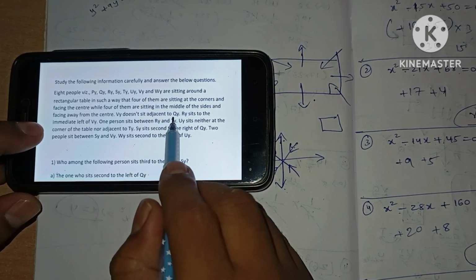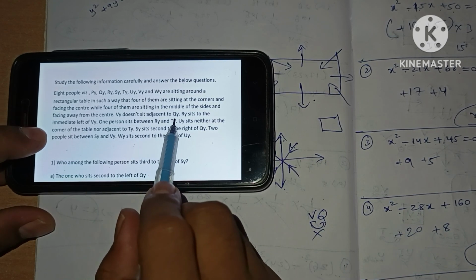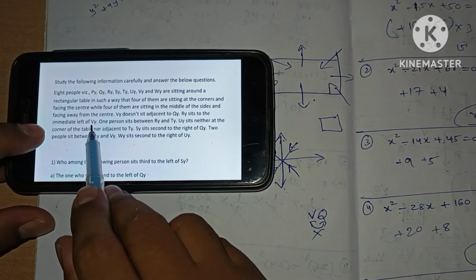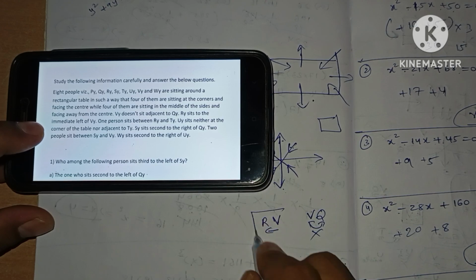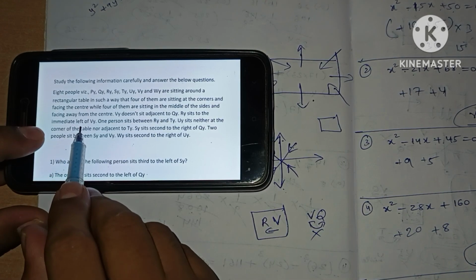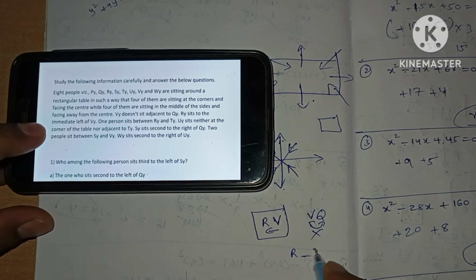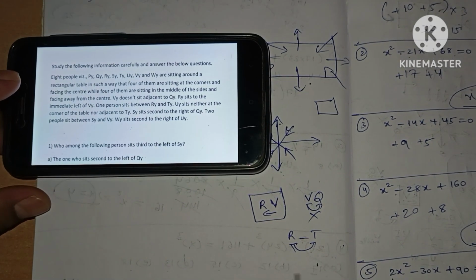V does not sit adjacent to Q. V and Q do not be adjacent. R sits to the immediate left of V. R sits immediate left of V. One person sits between R and T. One person between R and T.